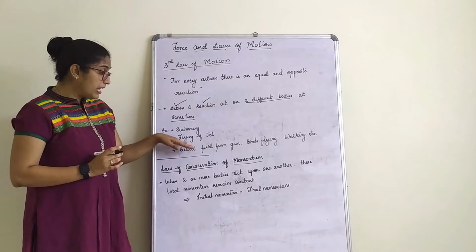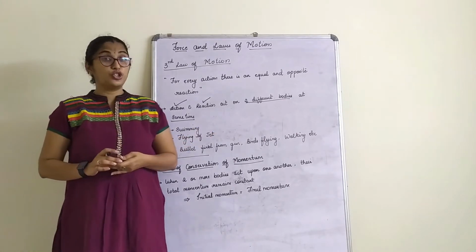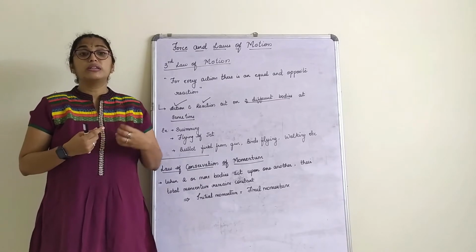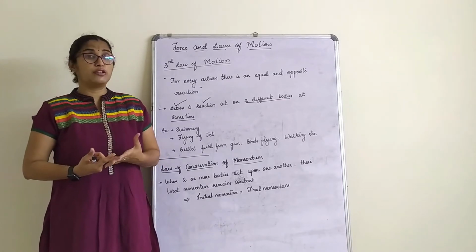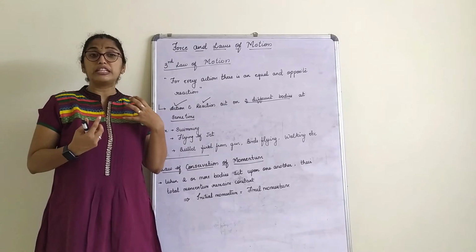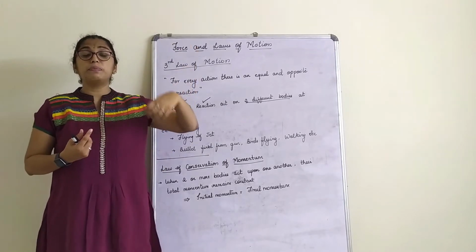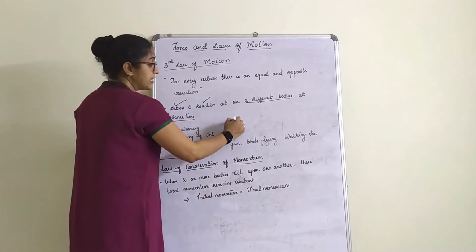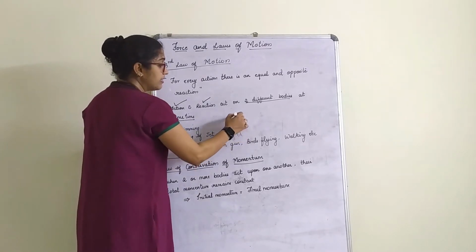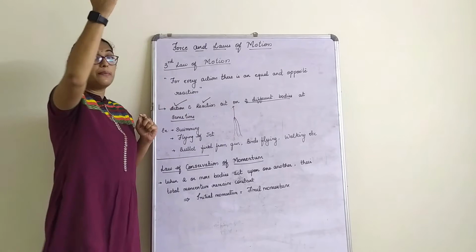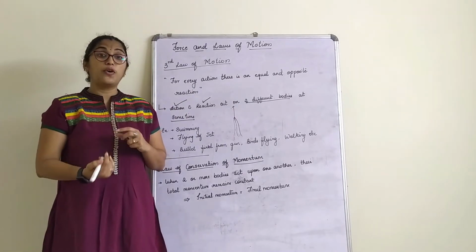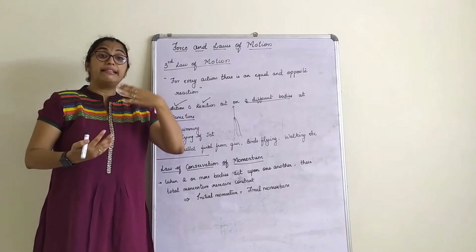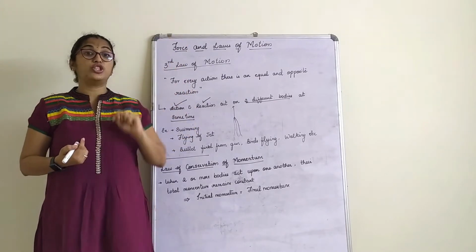Now the next example I have given here is the flying of a jet. So what happens in the flying of a jet? It is nothing but the propelling of a jet. A lot of exhaust gases are expelled out through the outlet of the jet. So these are exhaust gases. As a result, the jet moves upward. So the action is that a lot of exhaust gases are propelled out, and the reaction is that the jet moves in the opposite direction.